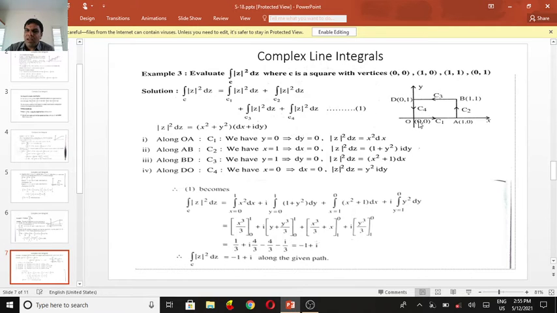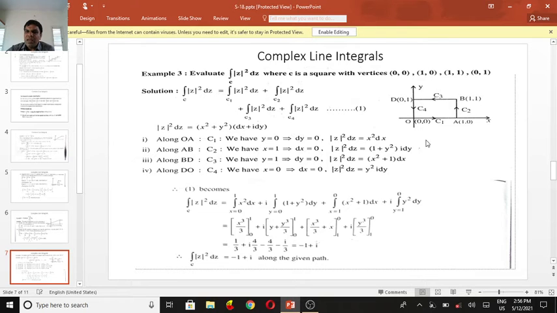Now I come to the second part, applying along the line OA, curve C1. Along the x-axis y is 0, so dy is 0. So substituting in mod z square dz, since y is 0 and dy is 0, we get x square dx.